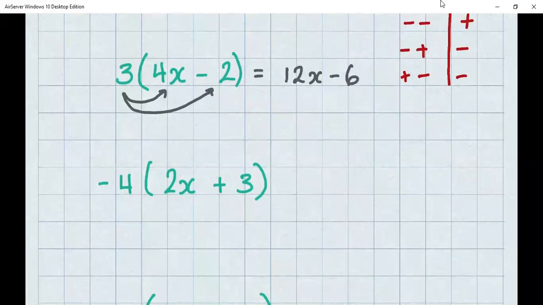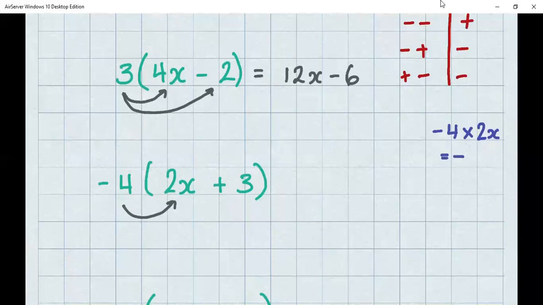So I've got negative 4 times 2x. I'm just going to write it over on the side. So the first thing that I'm going to do is sort out my positives and negatives. Here I've got a negative number and I'm multiplying it by a positive number. So my answer has to be negative. A plus and a minus is minus.